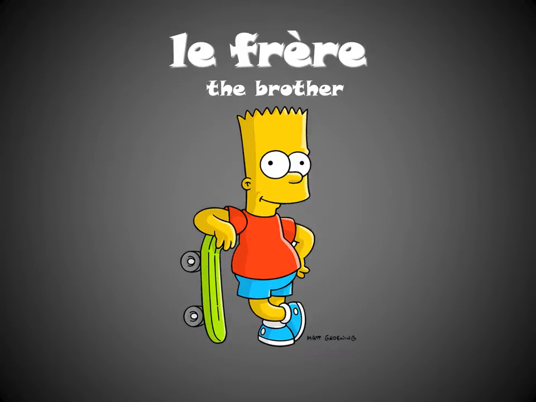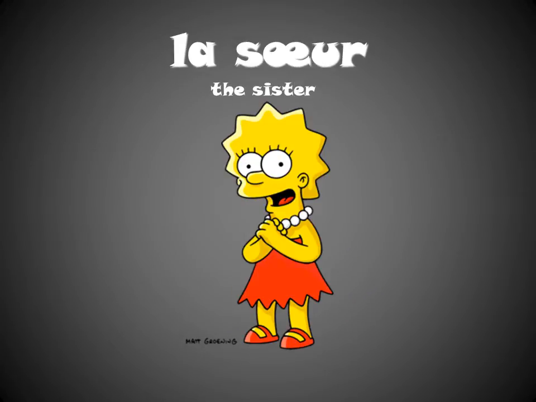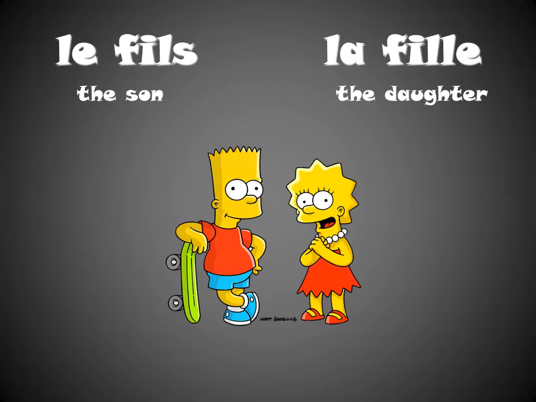The brother is le frère. The sister, la sœur. The son would be le fils, and the daughter, la fille. The reason we're using the in front of all these is because we're working towards saying the son of my neighbor, or the son of my uncle, or the son of my friend, or something like that. So that's why we're saying the son and the daughter here.